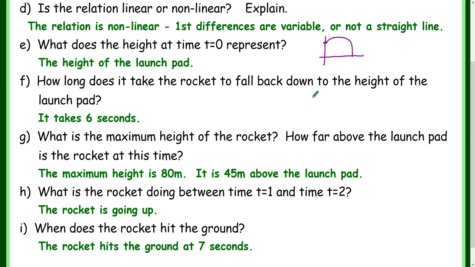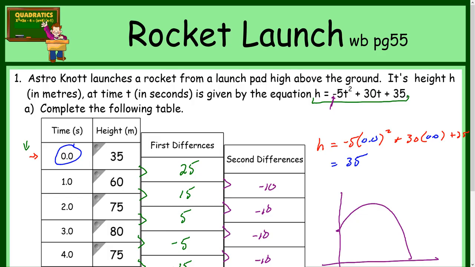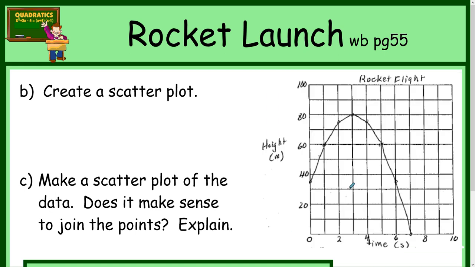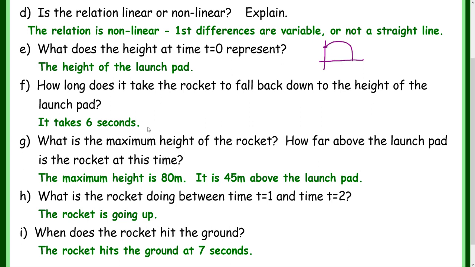How long does it take the rocket to fall back down to the ground? To the height of the launch pad. So to the height of the launch pad, I guess I'm going to have to go back here. So that was question F. This one. The height of the launch pad is right here. So approximately how long does it take to go from here to here? Well, it takes 6 seconds. Okay, so that's why it takes 6 seconds here.